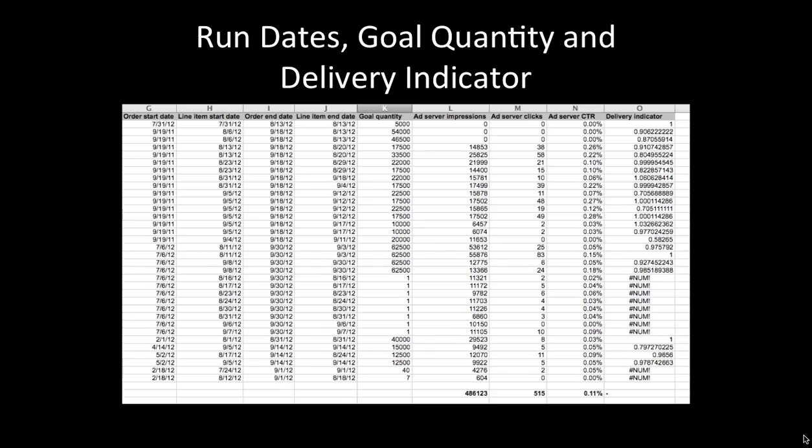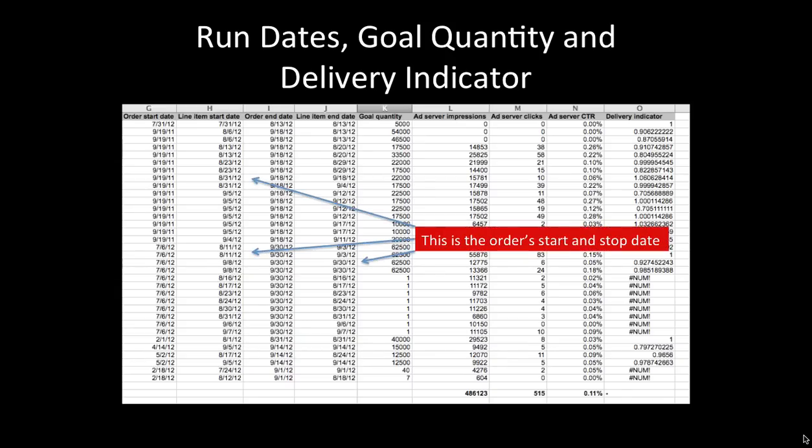When going through the rest of the report, if you scroll over to the right on the report that you receive every day, you'll start to see other things such as run dates, goal quantity, as well as a delivery indicator. As far as the things that are most important on this page, the first one you should pay attention to happen to be the start date and stop date of your ad.